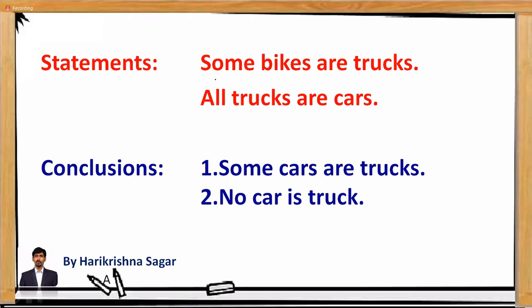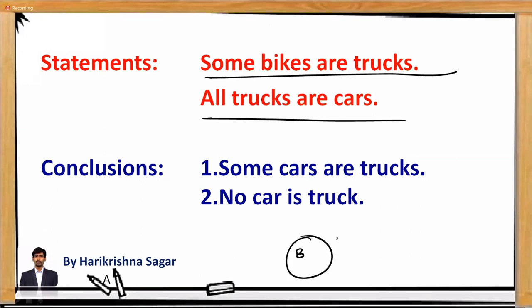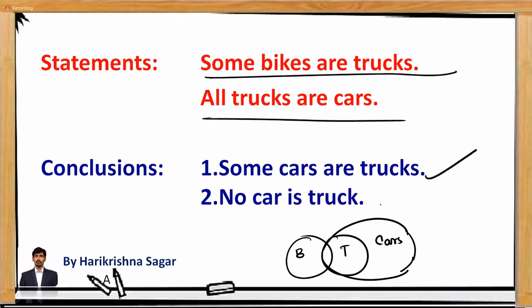Look at the next question just for practice. Some bikes are trucks. All trucks are cars. Some of the bikes are trucks, and all these trucks are going to be cars. So this is the data. Some cars are trucks. Is that the correct statement? Yes, for sure. No car is a truck is a wrong statement. So conclusion 1 is correct. You can mark the answer as conclusion 1 follows, which means option A.